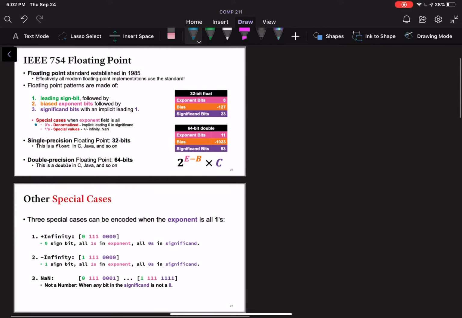And these two slides from lecture are relevant. There are 4 different exception cases we want to look at. We have the 2 infinities, not a number on this slide. And then the last one, you don't want to forget about denormalized values. That's when you have all zeros in the exponent field, and the workaround is that you just have an implicit leading 0 in your significand.